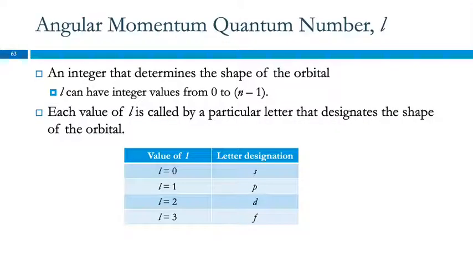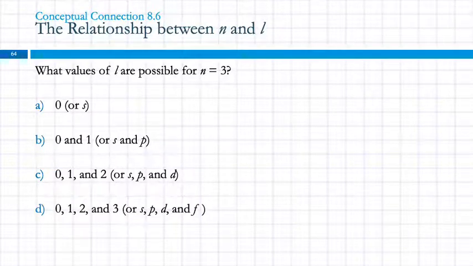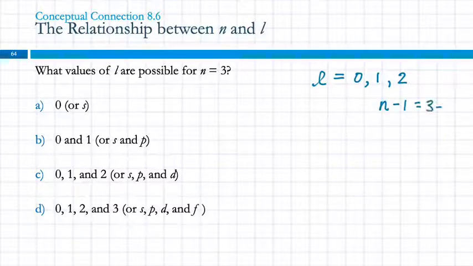Are you seeing the problem I'm seeing here? Okay, I screwed up when I made the slide. What values of L are possible for n equals 3? So for n equals 3, L can equal, it starts at 0 and goes to 1, 2, we're going up to n minus 1. N minus 1, 3 minus 1 equals 2.